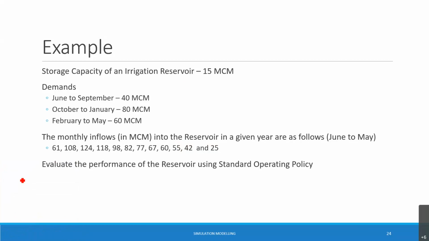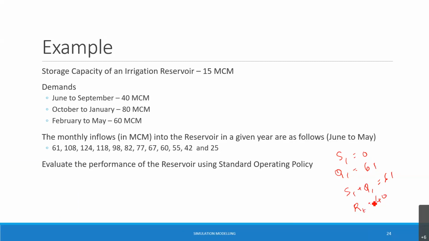For example, if I consider that the initial storage is S1 equal to 0, then what do I have to do for the next step? I have a simple operating policy. Now I'm trying to find out what S1 plus Q1 is. Q1 is given as 61. So S1 plus Q1 is 61. So it's obviously more than the demand for that time, 40. So obviously I release 40.